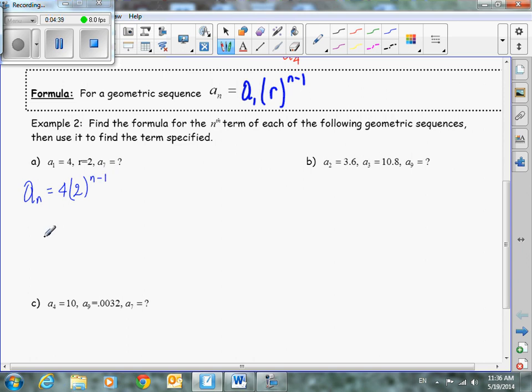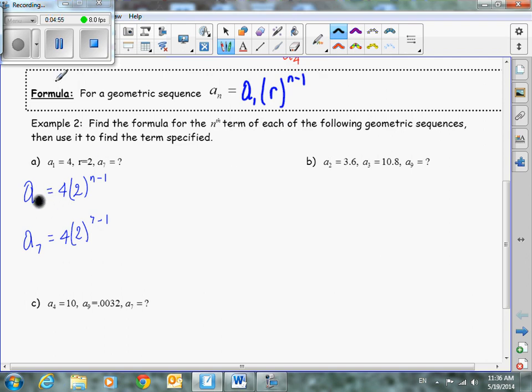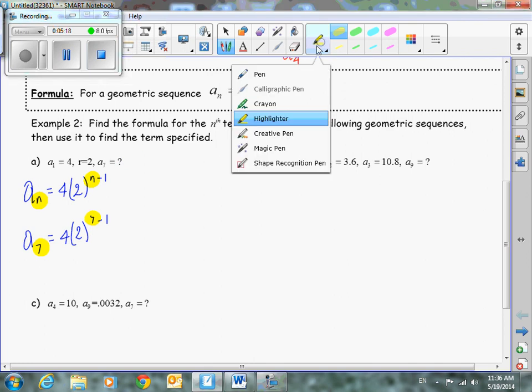You're going specific already. You're answering this question, which is right. You would therefore say A7 is equal to 4 times 2 to the power of 7 minus 1. You got to make sure that these two elements match on your paper. If you say AN, N should be in the formula. If you say A7, 7 will be in the formula. You don't mix those. So make sure these two are matching, because they asked us for A7 here.